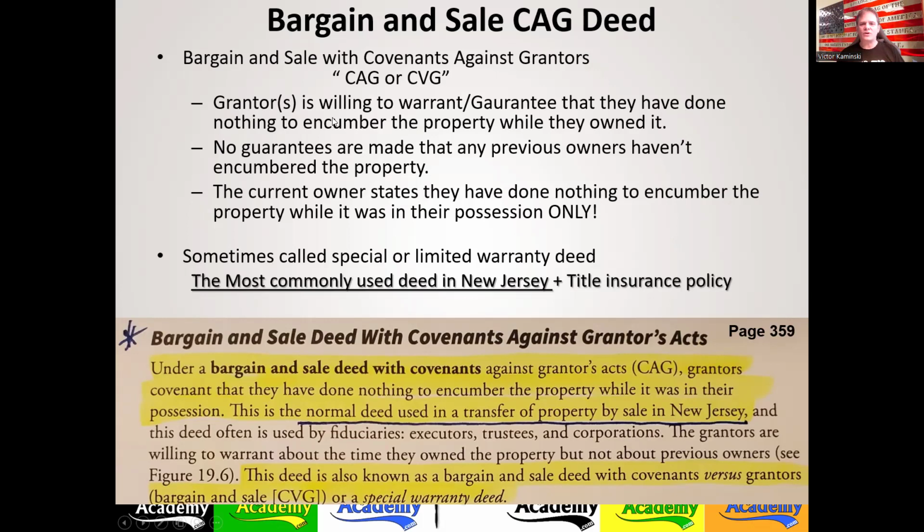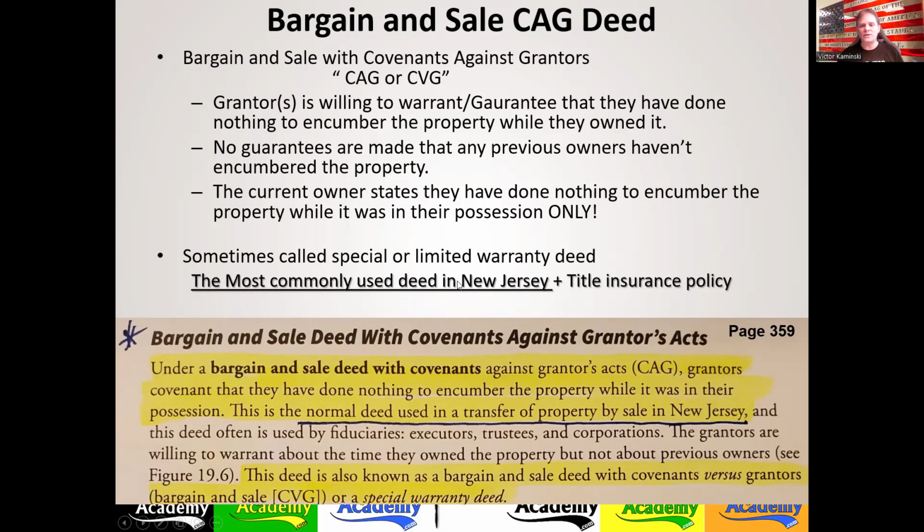So the grantor is willing to warrant or guarantee that they have done nothing to encumber the property while they owned it. There's no guarantees made about previous owners, and the current owner states that they've done nothing to encumber the property while it was in their possession only. This is sometimes called a special or limited warranty deed, as you could see why. They're only guaranteeing the quality of the title for as long as they've owned it, not anybody before them. That's why we need to get that title search and title insurance done as well.